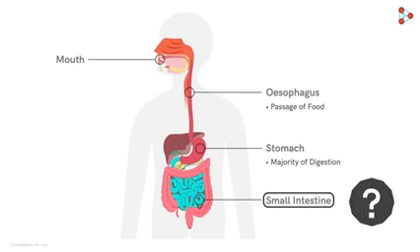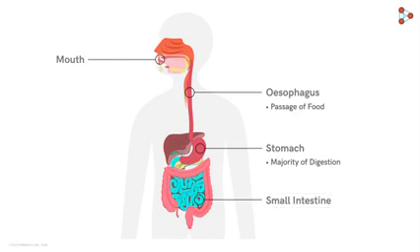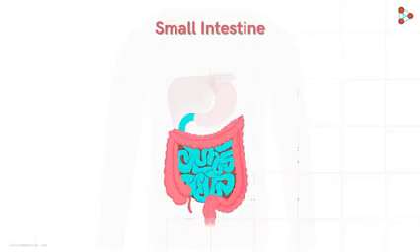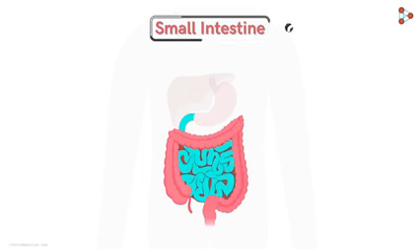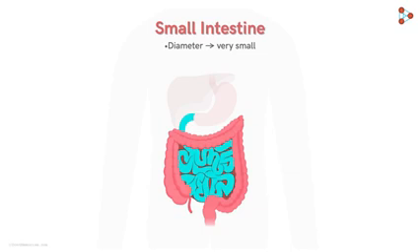Is this part really small as its name suggests? Nope. We should really not go by its name. That's because it's not really very small. Rather, it's a very long coiled tube. But then why is it called the small intestine? Well, that's because the diameter of this tube is quite small. So it's the diameter and not its length that gives it its name. The complete structure is very long.